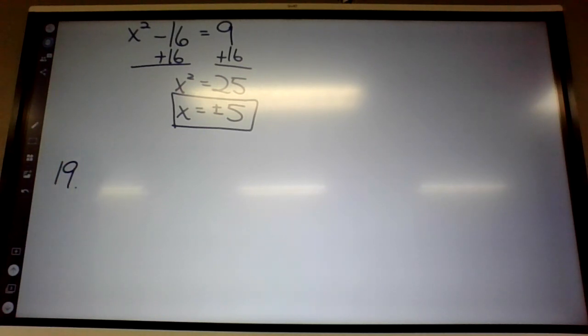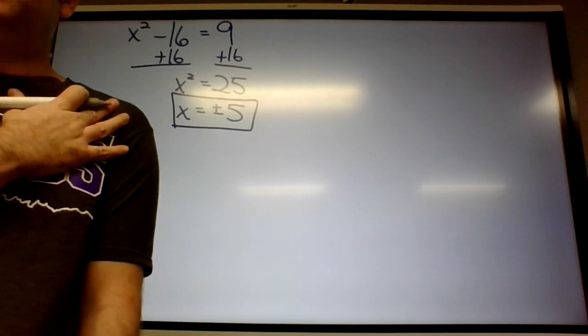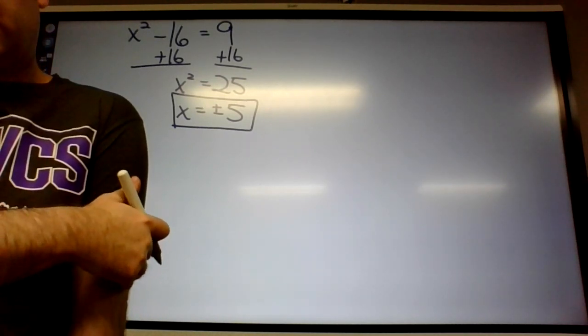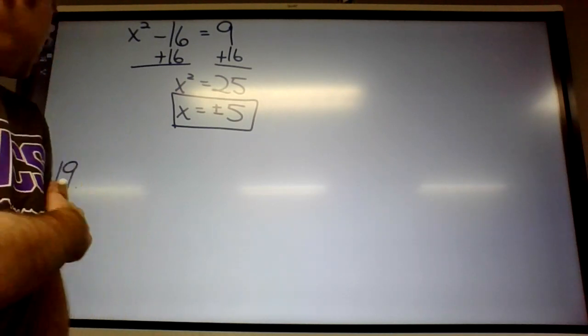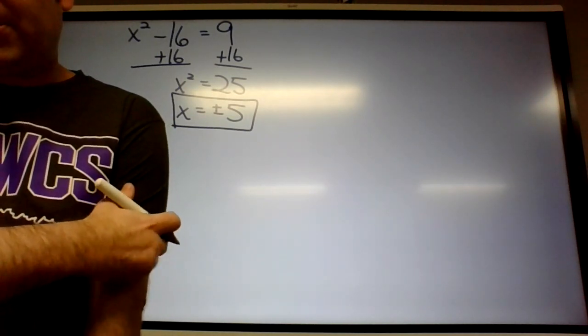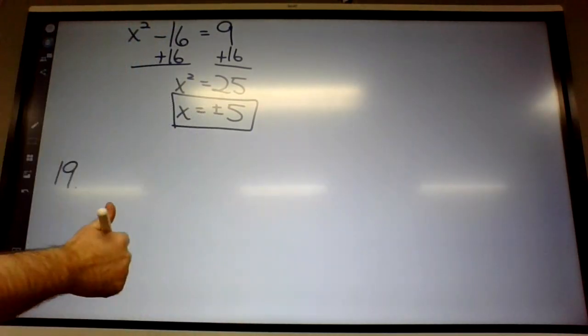Skip what? The last one? Oh, skip to you. Let's see, what are we doing? 19. Kind of the same thing, isn't it? 19. So we got 3x squared plus 10x squared plus 20.